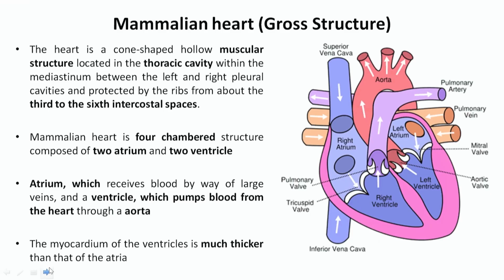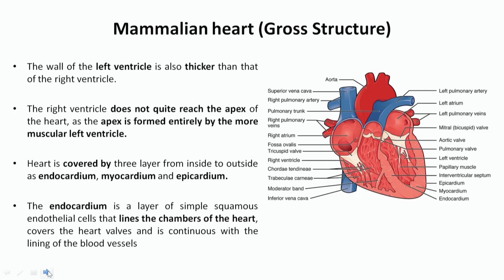This heart is made of different layers, and one important one is called the myocardium. The myocardium of the ventricle is much thicker than that of the atrium. Why is it much thicker? Because the ventricle has to pump the blood to the different body parts, so the myocardium of the ventricle is much thicker compared to that of the auricle. Also, the left ventricle wall is much thicker compared to that of the right ventricle.